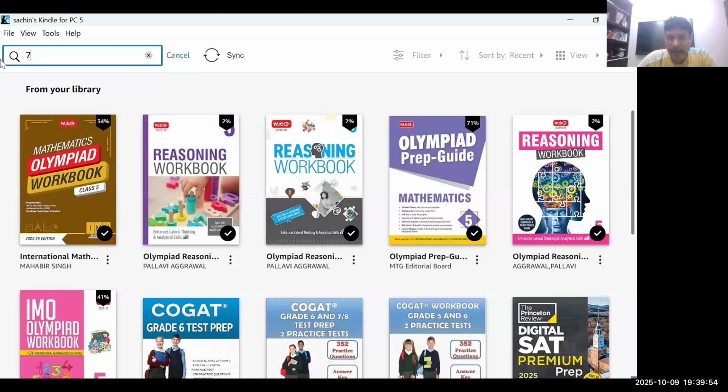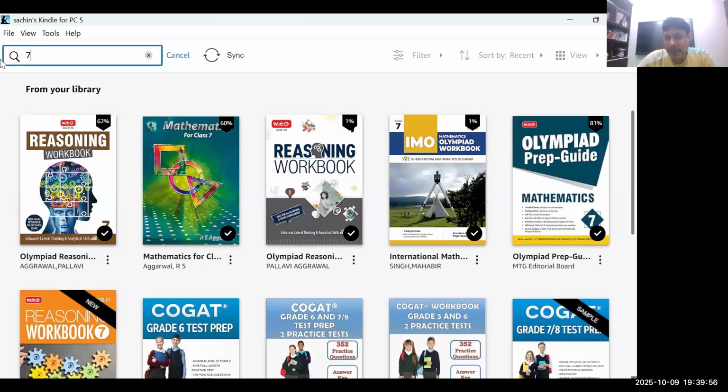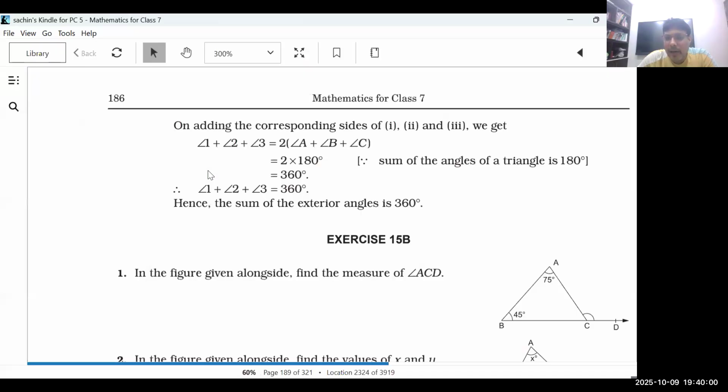Sir, they are complementary. Beta, they are supplementary, not complementary. You are on vacation, Tanaisha, you have come back. So co-interior angles are supplementary. They are on the same side of the transversal and they are supplementary.